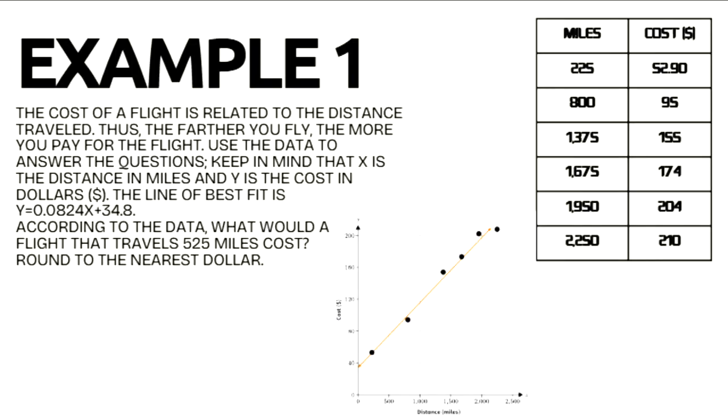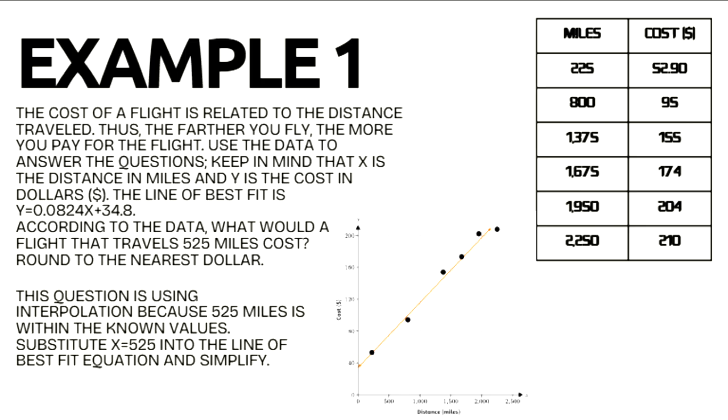Here's example number 1. The cost of a flight is related to the distance traveled. Thus, the farther you fly, the more you pay for the flight. Use the data to answer the questions. Keep in mind that x is the distance in miles and y is the cost in dollars. The line of best fit is, and here's your formula. According to the data, what would a flight that travels 525 miles cost? Round to the nearest dollar.